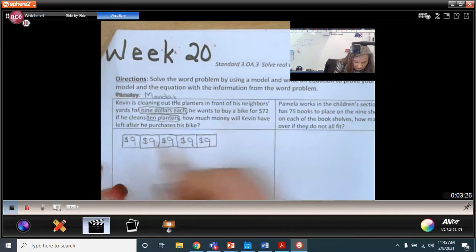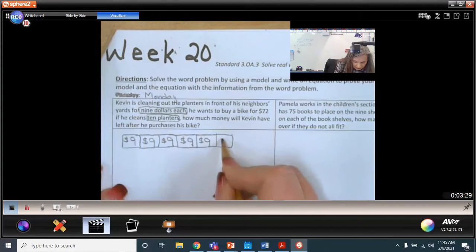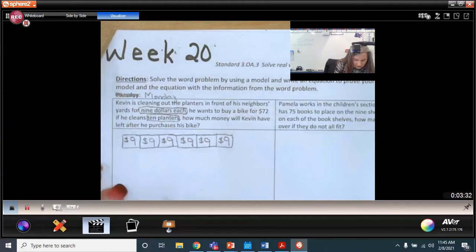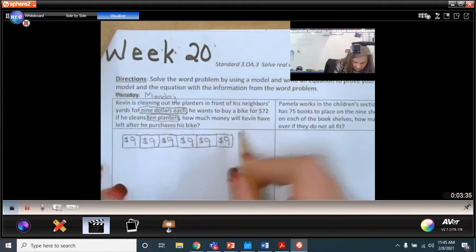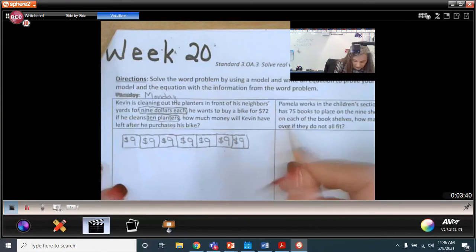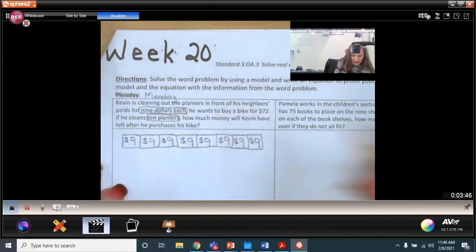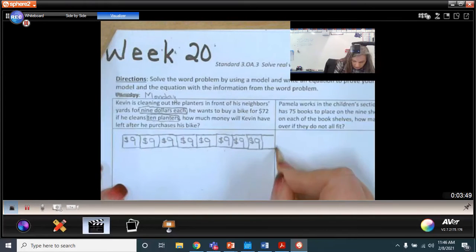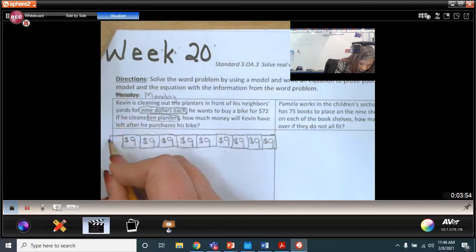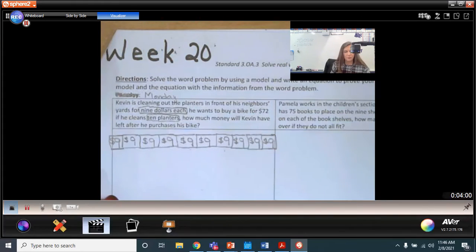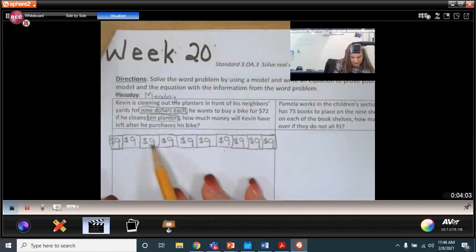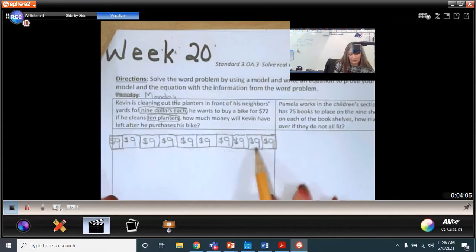So 10 planters. Here's another planter. He earns another $9 once he's finished. 1, 2, 3, 4, 5, 6. Here's a 7th planter. How much does he earn when he finishes cleaning it? Another $9, right? Here's planter number 8. Now he's at $9 again. Here's planter number 9. He's earned another $9. And finally, I'm going to add another planter at this end, and that's another $9. Now, I could add 9 plus 9 plus 9 plus 9 plus 9 plus 9 plus 9 plus 9 plus 9 plus 9.